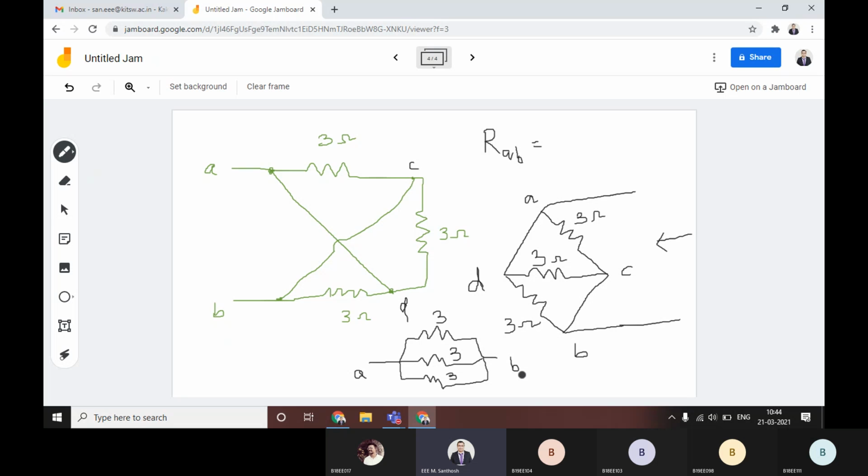Okay, simple. You understood? You have any difficulty? It is easy. This is equal to 1 ohm. I hope you are getting there. You are getting, everyone? You can calculate, right? Yes, sir. Okay.